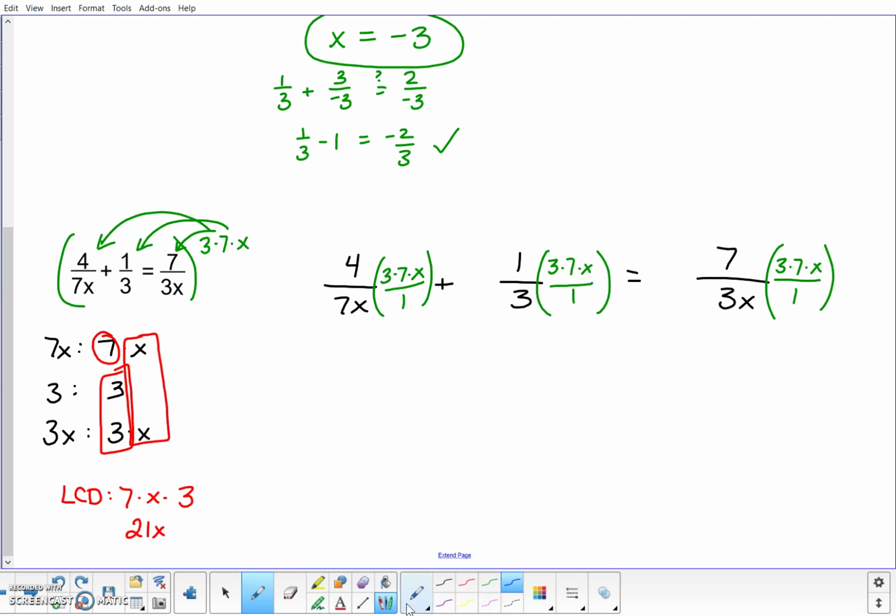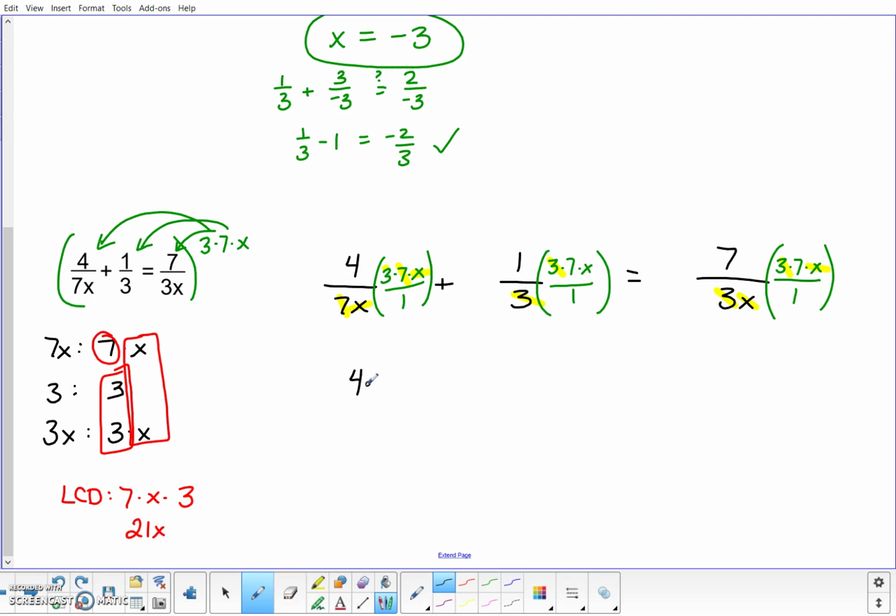Now we can do that cool canceling. So, 7 on top cancels with the 7 on the bottom, and the x on top cancels the x on the bottom. Here 3 on the bottom, 3 on the top. Here 3 on the bottom, 3 on top, x on the bottom, x on top. If you found your least common denominator correctly, you should always end up with everything in the denominator canceling out, and you just have 1s down there.